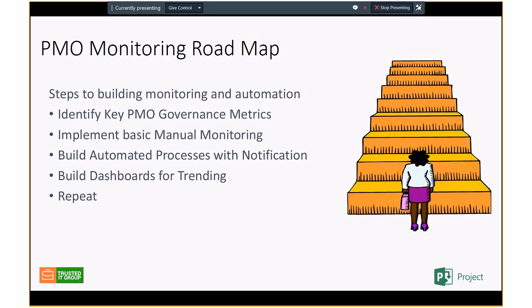And then once you get manual monitoring in place, the next thing you may want to do is build some automated processes that'll do that same kind of thing, but nobody has to do it. It'll be a job that runs every night or every certain times a day, and just reminds people to get certain things done. And then we can build some dashboards to look for trending and to see how well our PMO is working. So after you hit it one time, you repeat, and you keep going through this process, and you're being proactive, looking for things that can help make your PMO run smoother.